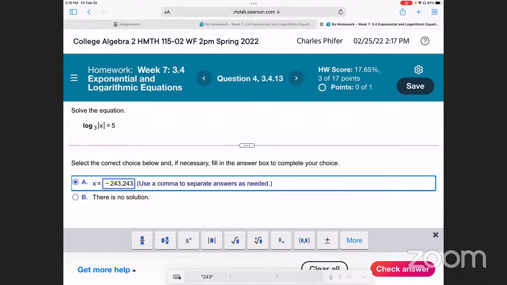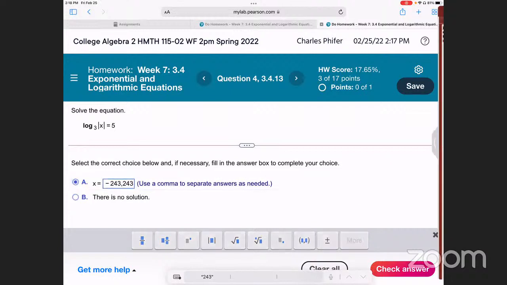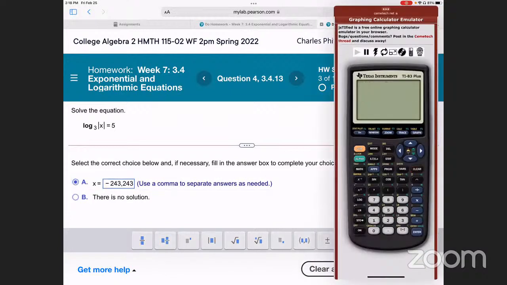Now, suppose we want to check this. Let's see how to check this in the calculator. Here, let's go to y equals. We're going to type log, go to math, go to the right for absolute value. Log of absolute value of x, close out the absolute value, close out the log. Now, notice that the question says it's base 3. The base that we have in the calculator right now is called the common log, that's base 10. We need to change the base to base 3.